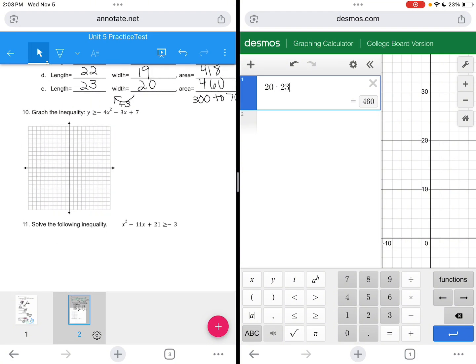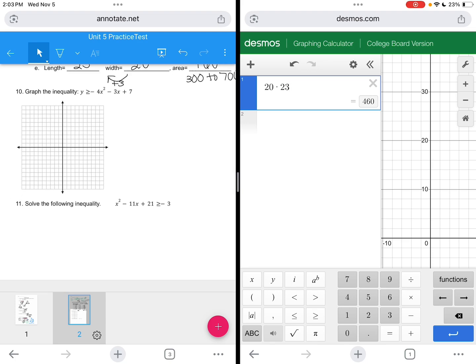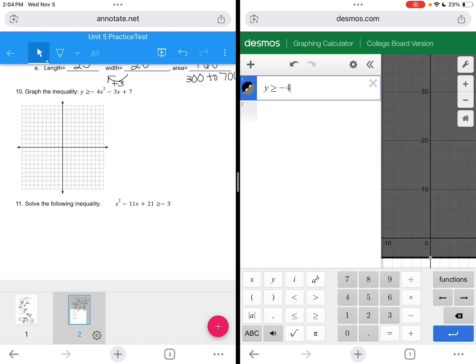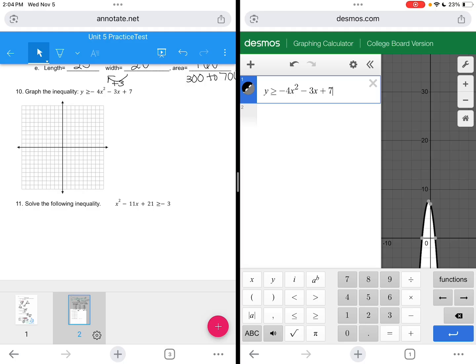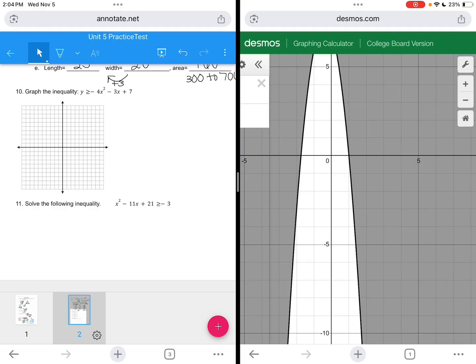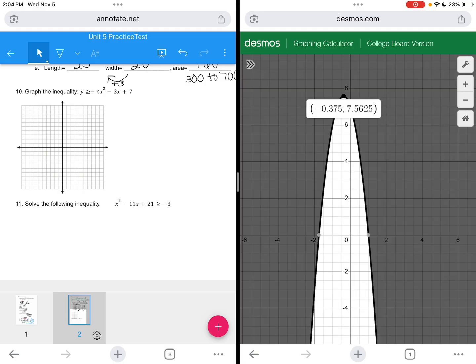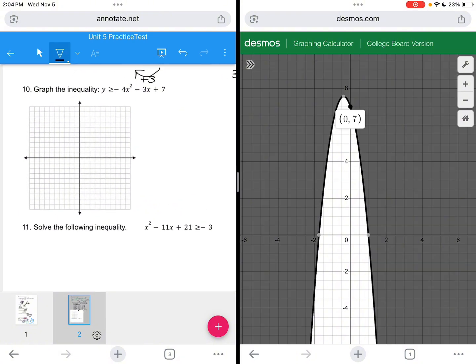This last one just says to graph the inequality. So let's go ahead and do that. So we're going to have y is greater than or equal to negative 4x squared. And then we're going to have minus 3x plus 7. So let's grab some key features from here. The vertex, let's see if I can grab some other ones. Okay, so this one is going to be 0, 7.